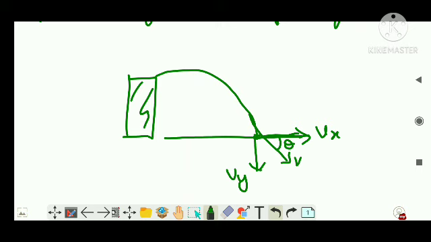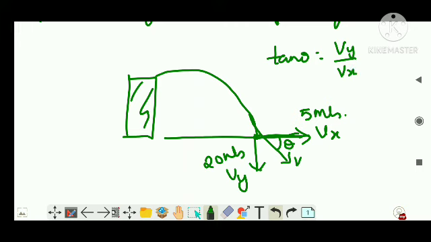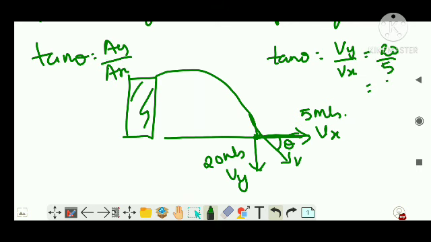So it is very easy. You know Vx is 5 meter per second. You know Vy is 20 meter per second. So what is tan theta? It is Vy by Vx, the velocity in the vertical y direction over that in x. Similarly, I have taught you that tan theta for any vector is Ay by Ax. So Vy by Vx is 20 by 5, which gives 4. So theta is equal to tan inverse 4. Clear?